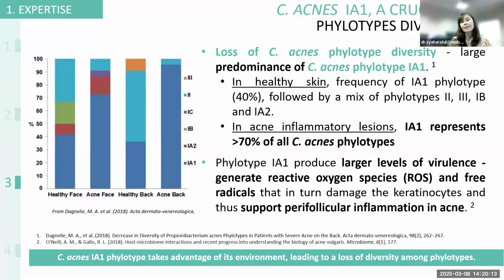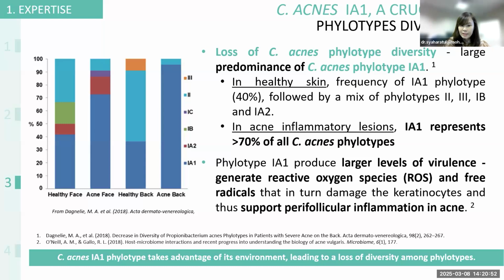So I mentioned earlier that Cutibacterium acnes plays a pivotal role in the pathogenesis of acne vulgaris. However, it is not just the presence of Cutibacterium acnes that matters, but in fact, it is the loss of diversity of C. acnes phylotype that is more important. So in healthy skin, studies have found that the frequency of the 1A1 phylotype is about 40%. And then this is followed by a mix of other phylotypes, including phylotypes 2, phylotypes 3, 1B, and 1A2.